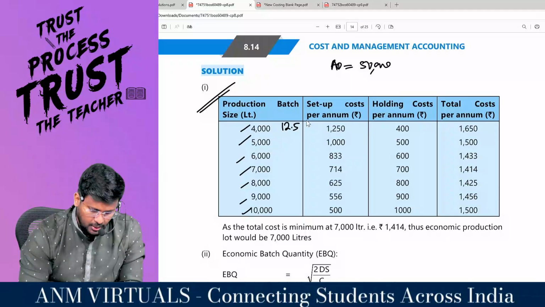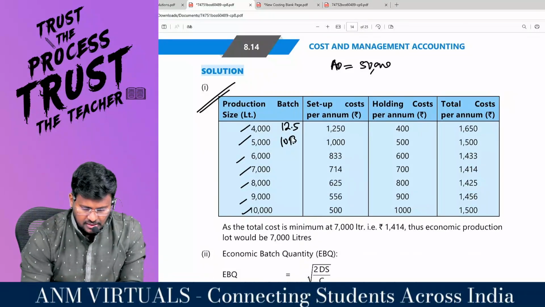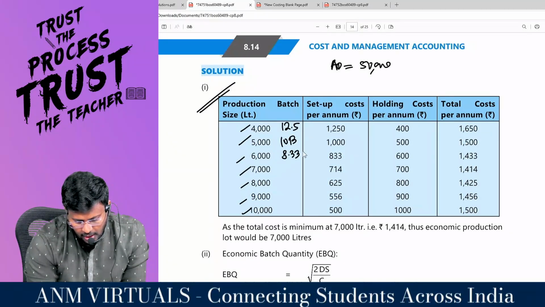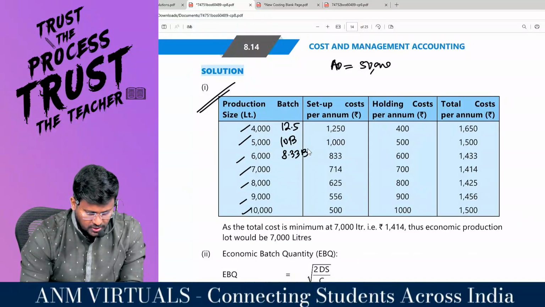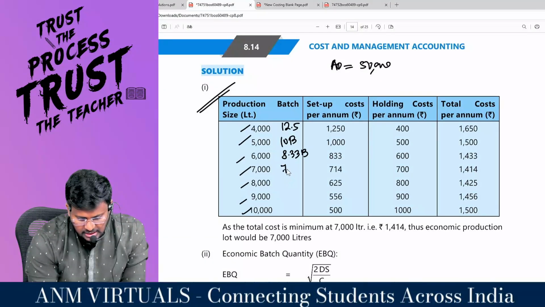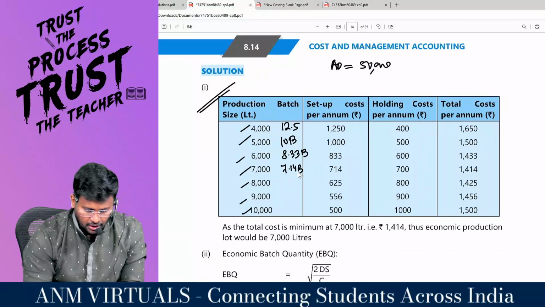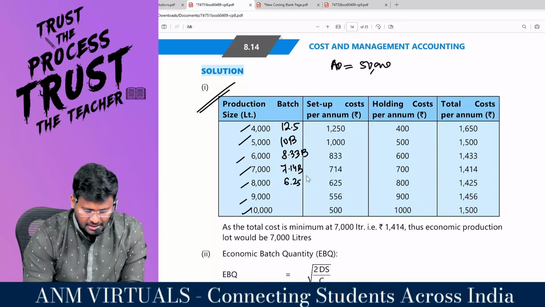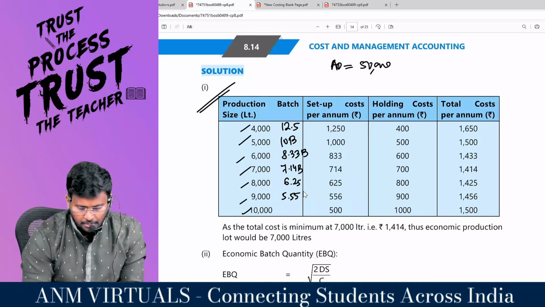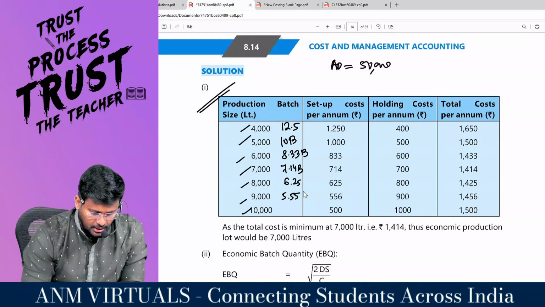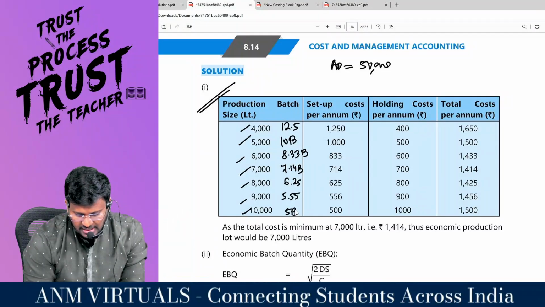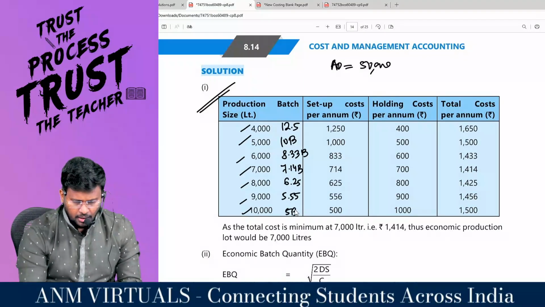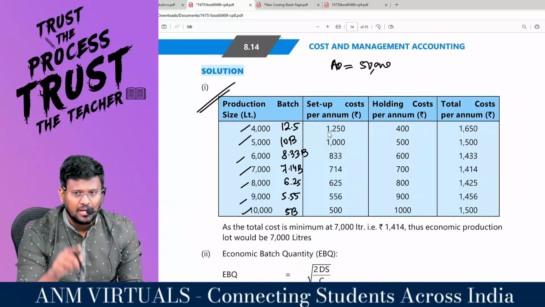50,000 divided by 5,000 comes to 10 batches. 50,000 divided by 6,000 comes to 8.33 batches. 50,000 divided by 7,000 comes to 7.14 batches. 50,000 divided by 8,000 comes to 6.25 batches. 50,000 divided by 9,000 comes to 5.55 batches. 50,000 divided by 10,000 comes to 5 batches. Getting it? You tell me, sir, for setup, how much is the cost per batch? 100.